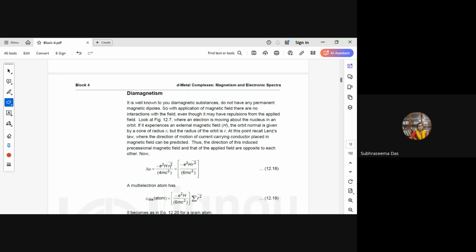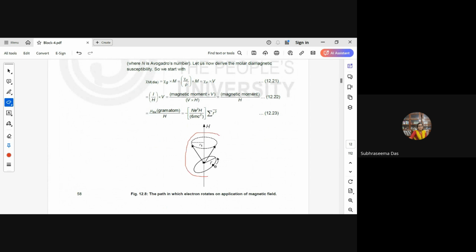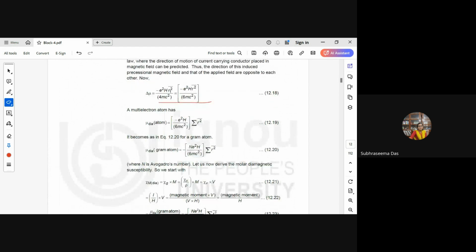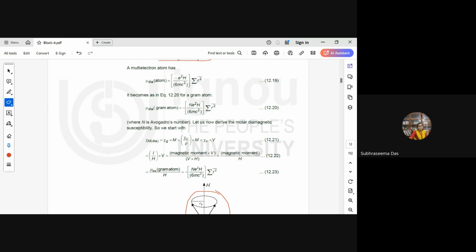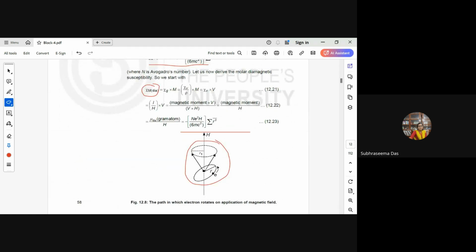If it experiences an external magnetic field of strength H, and by the cone of radius r1, considering all the values, the delta mu is given by this equation. Then finally, substituting Avogadro's value and all the others, we find this is the equation for a diatomic molecule, followed by finding the chi for a diamagnetic molecule, substituting all the values. Finally, this equation has been obtained.